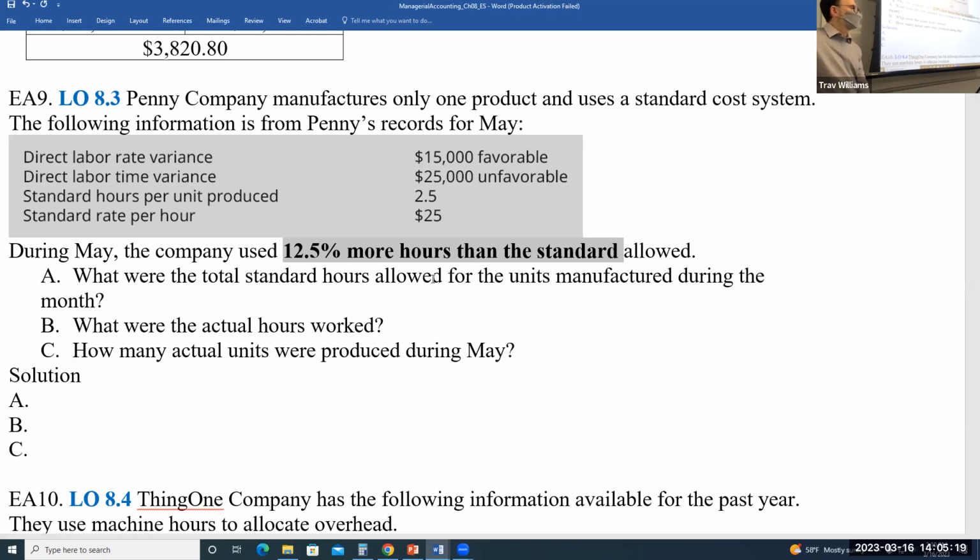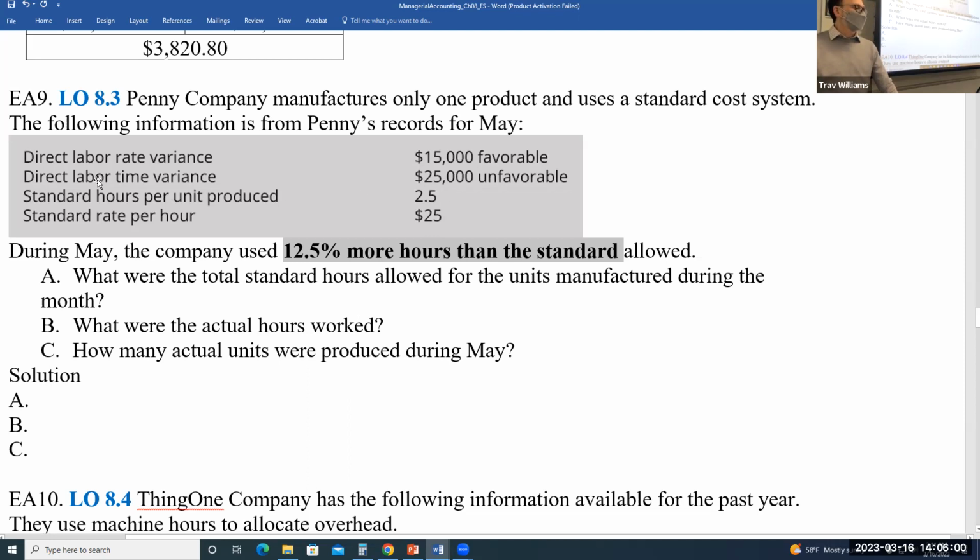I think this is one of the hardest ones to figure out. So I'm going to keep it pretty simple. But does anybody think they have an answer? What were the standard hours allowed given the information that we have? Okay, I'll just tell you, right?